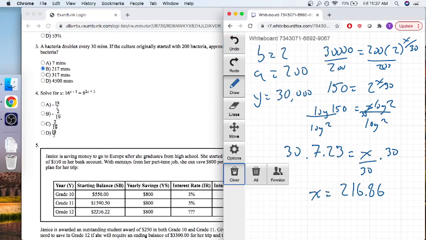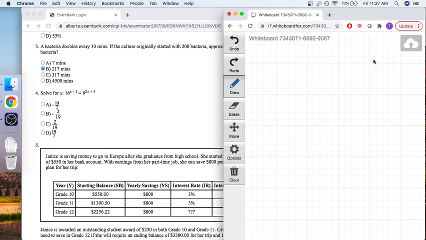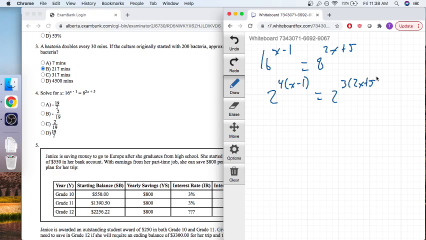Solve for x when we have 16 to the power of x minus 1 equals 8 to the power of 2x plus 5. Okay, so this should be 2 to the 4th, right? Yep. Okay, so 2 to the 4 times x minus 1 equals, and this is 2 to the 3rd, yep, 2 to the 3rd times x plus 5.